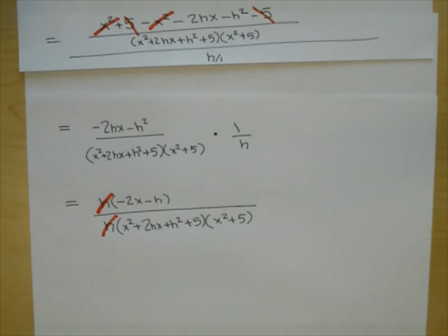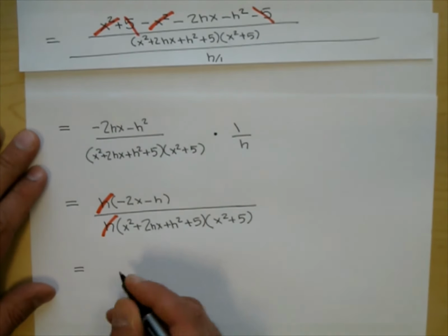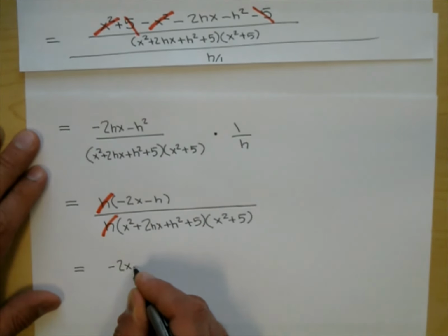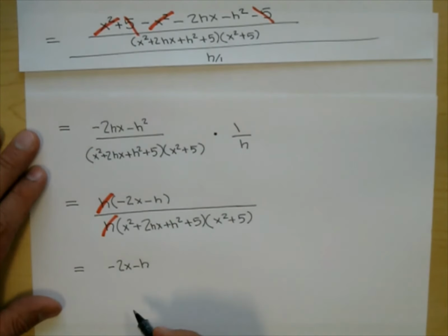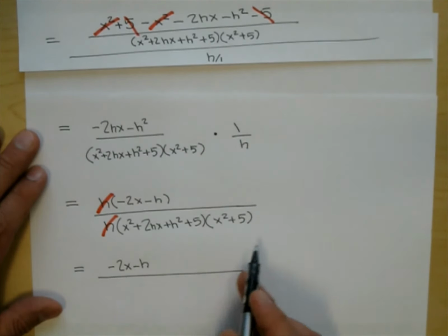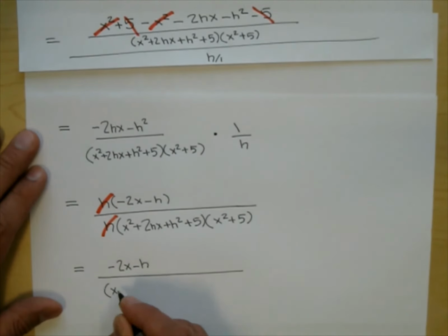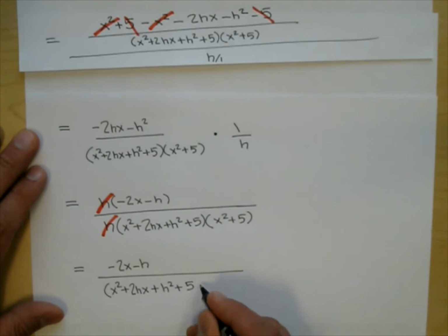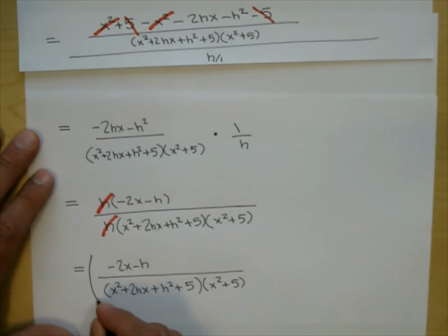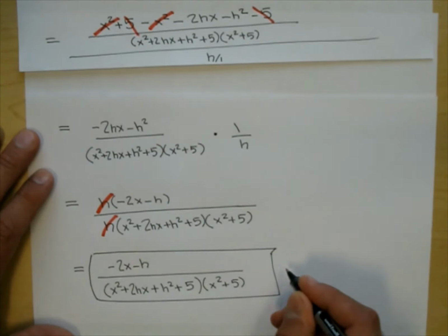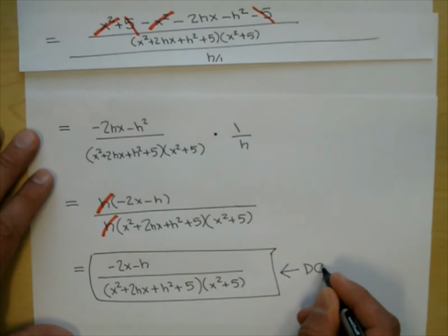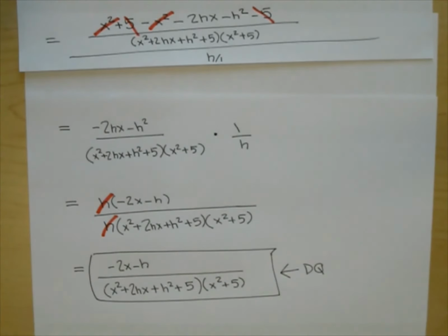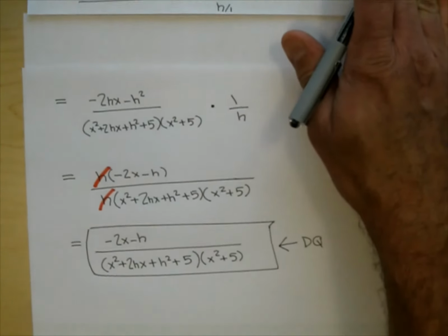So my difference quotient would then be negative 2x minus h, that's on top. And on the bottom we have the thing I've been writing in every step, x squared plus 2hx plus h squared plus 5. And then this is x squared plus 5. This right here is the difference quotient, dq. It's the difference quotient of a function that was called g.